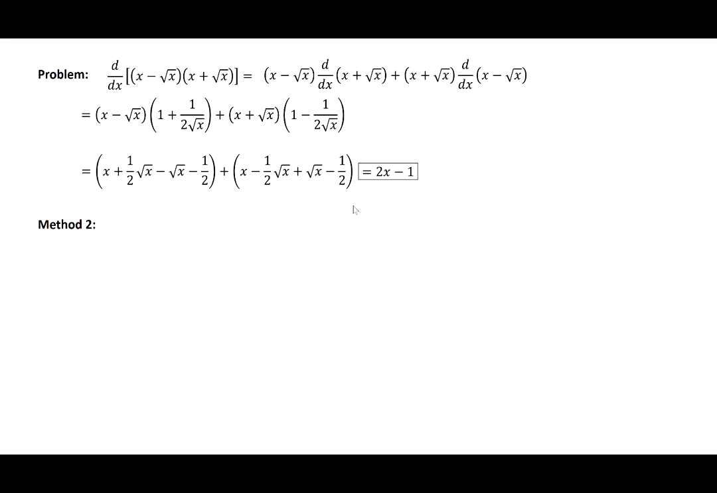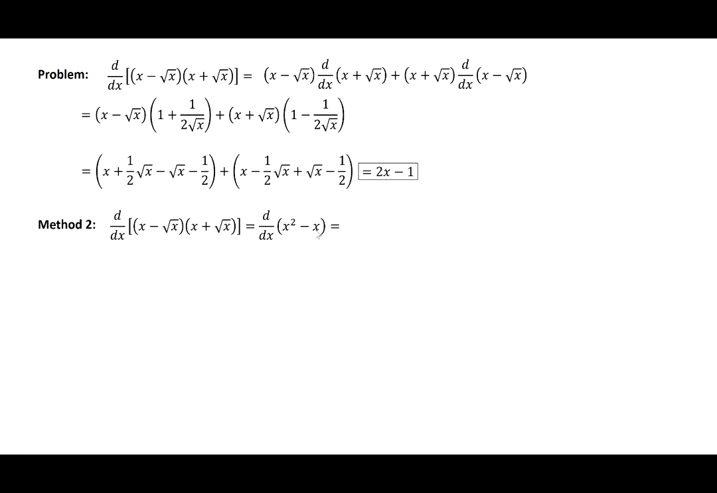There's a method 2 to this one, which is, what does this look like? x minus square root of x times x plus square root of x. Does that look like a minus b times a plus b? Yep, a minus b times a plus b. What is that? Difference of squares formula. That's equal to a squared minus b squared. So guess what? That's just x squared minus square root of x squared. When you square it, you just get x.